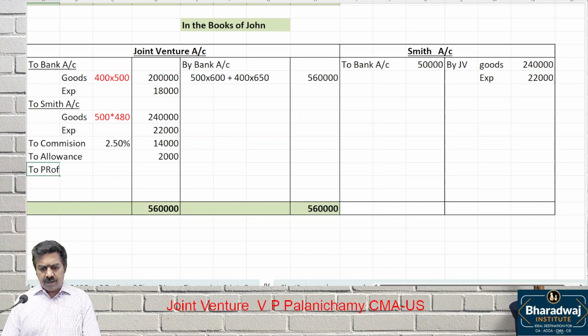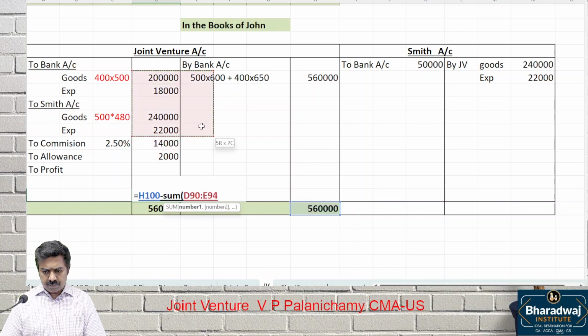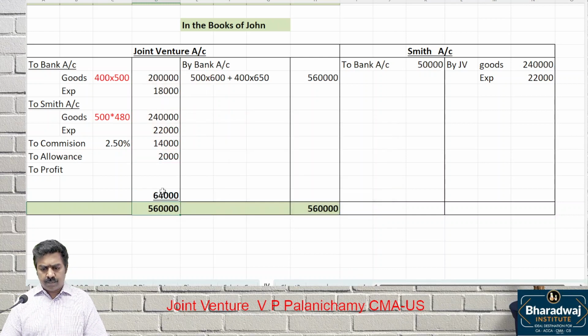To profit, $64,000. How will the profit be shared? 5:3. Our own profit will be transferred to the P&L account. 5/8 is our profit. John's profit 5/8 will be transferred to the P&L account.